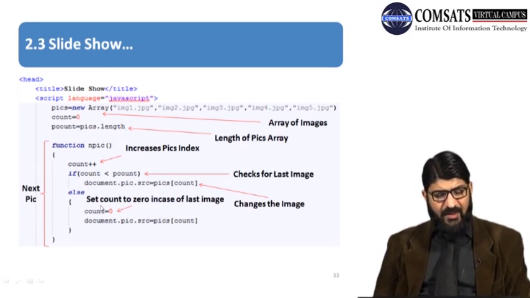Else the count is set to 0 if it is the last image, and the count is going to present document.pic.source.pic.count, that is the last image. So the else statement is closed and the if statement function is closed. So in this way, using an array, you can present the slideshow for the images.